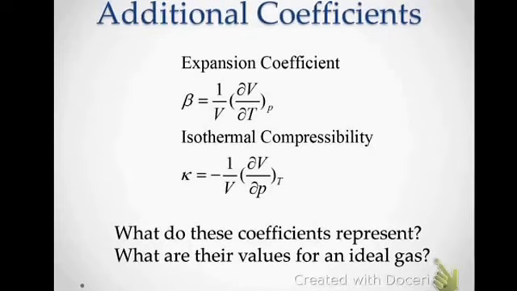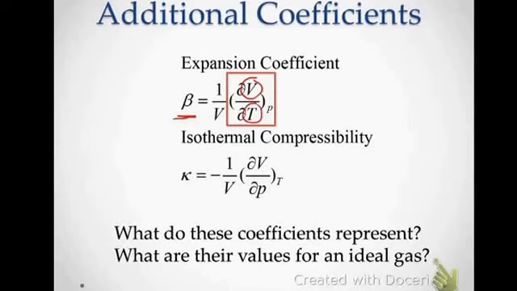If you take a look at this particular coefficient, you'll note that we have a partial derivative which shows changes in volume with respect to temperature under conditions of constant pressure. Now, constant pressure conditions are frequently referred to as isobaric.